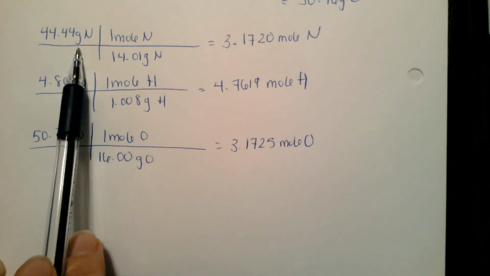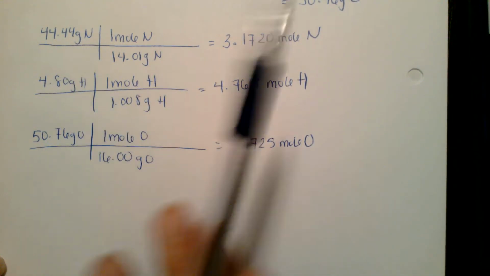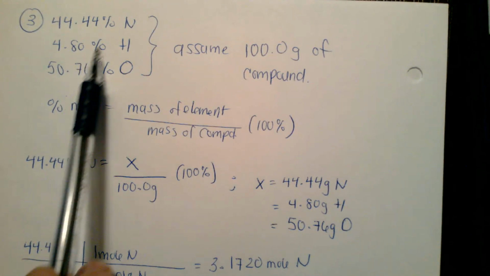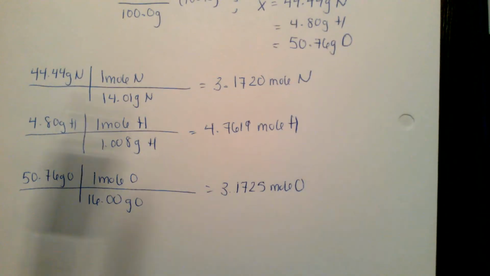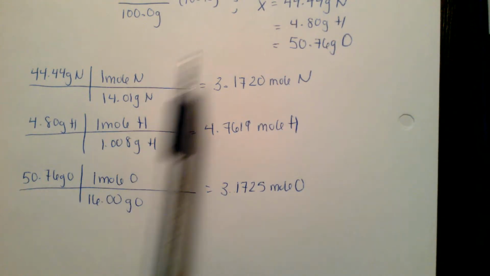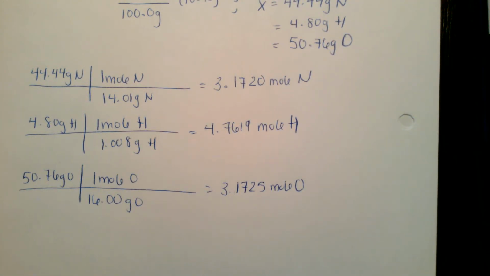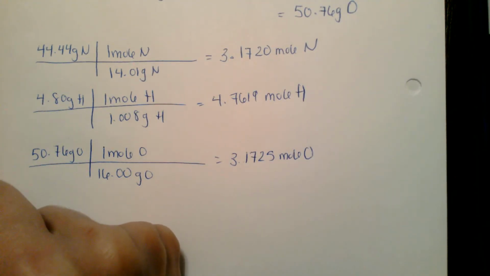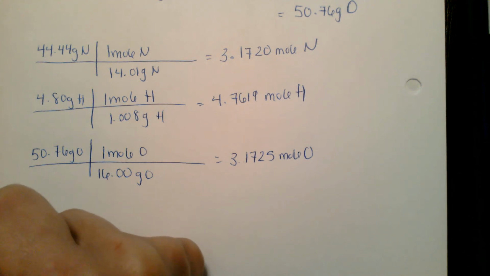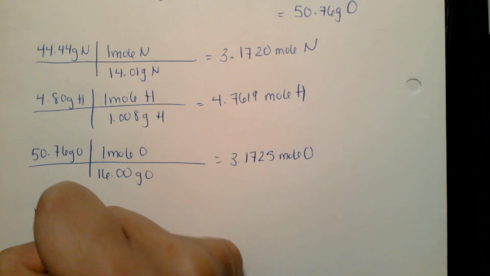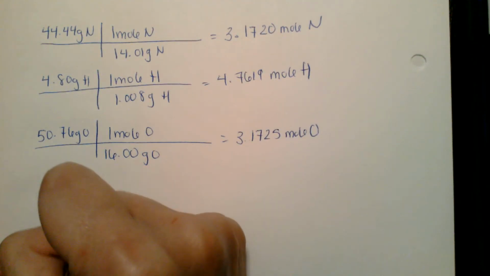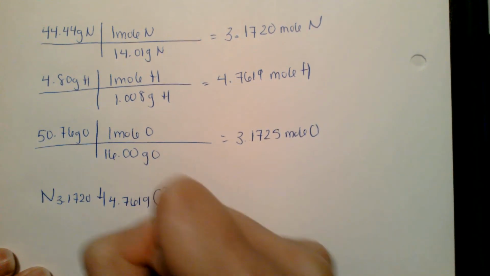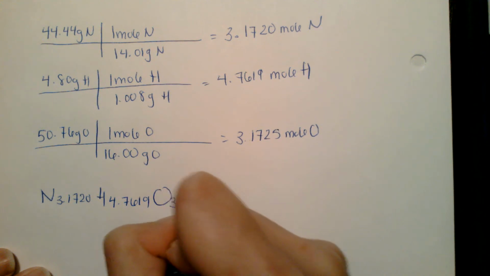Okay, so I kind of want to note just as all percents have to add up to 100. So if you add all these up, we get 100%. Our masses here add up to give us our 100 grams as well. Okay, so now we're going to just do mole ratios again. So we're going to have N, 3.1720. We're going to have H, 4.7619. And we're going to have O, 3.1725.